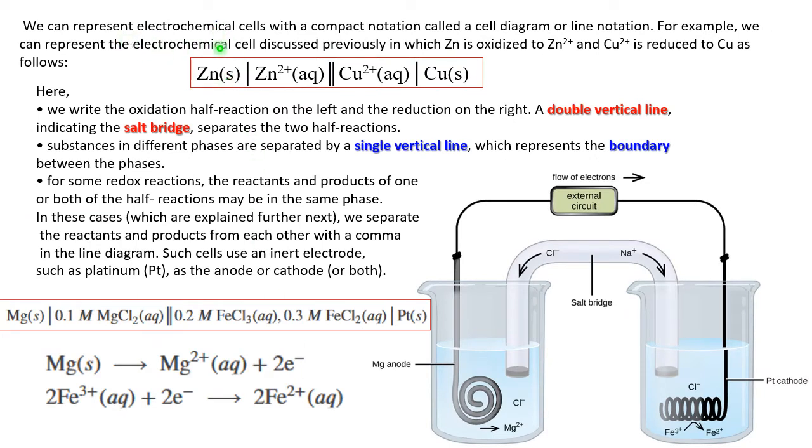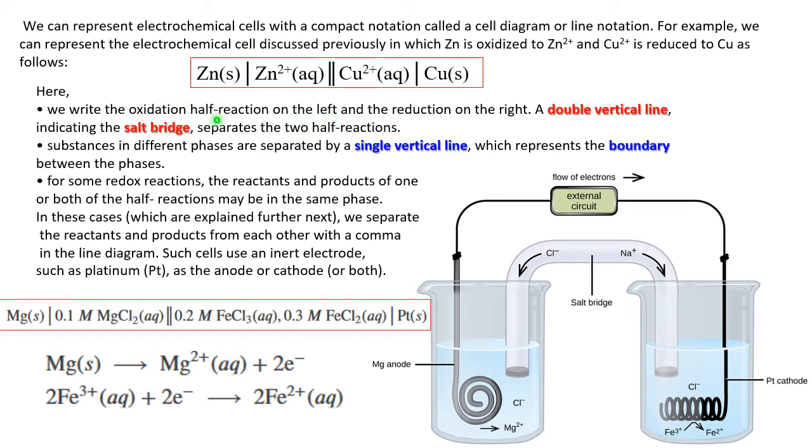Now, how do we draw that schematically? We can represent chemical cells with compact notation called cell diagram or line notation. We can represent our cell as the following. Zinc solid, straight line separating from solution of zinc ion. Bridge is notated as double line. Then you have Cu2+ ions in water and copper solid.